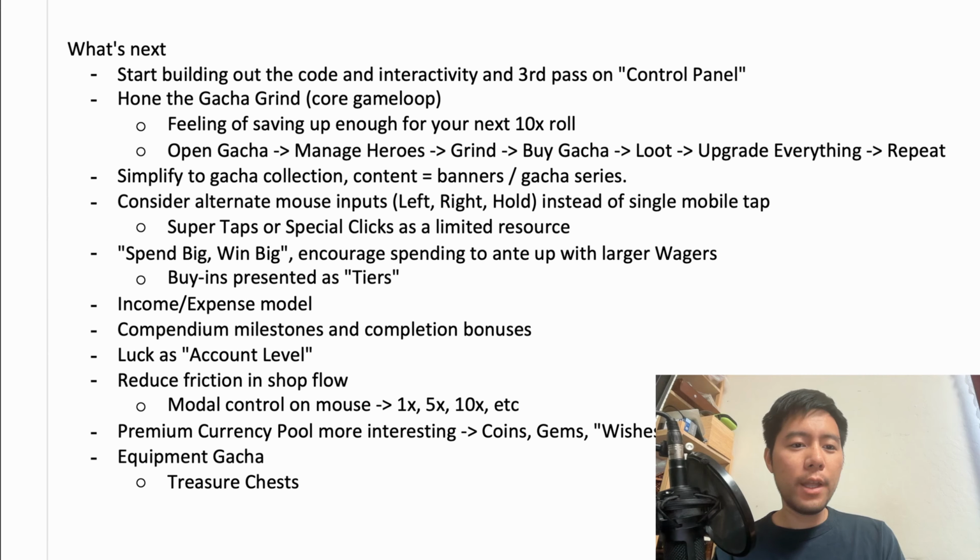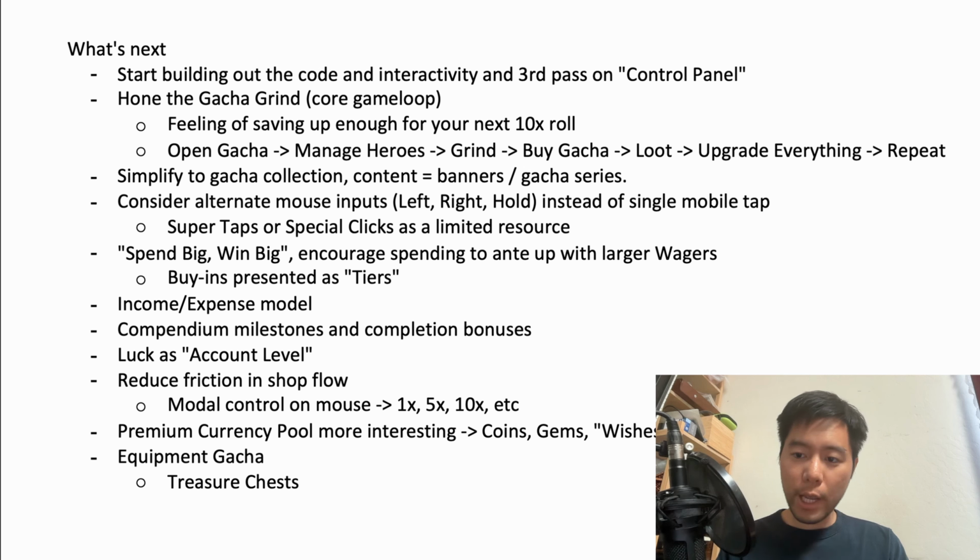What else do I want to do? Simplify gacha collection, consider different mouse inputs, and explore this idea of spending big and winning big to encourage players to put down larger wagers on their gacha, right? You want players to be going for the higher tier gacha instead of just playing with the basic rewards. And then a couple more points here: income and expense model, things to think about. I just have a list of ideas to walk through. I'll be working through these as I build out this prototype.